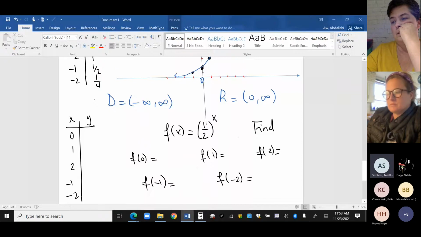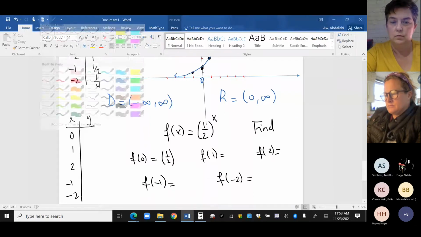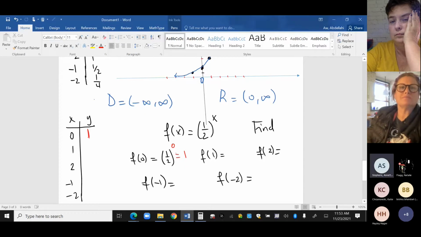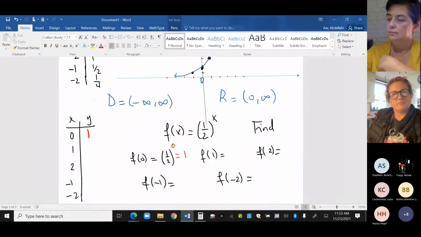All right. Okay. F of 0. You see 1/2 to the 0 power. How much is that? Again, you can use your calculator, right? 1. It is 1, right? That is 1. F of 1. You see, if you leave 1/2 as a fraction and you want to use a calculator, you have to put the parentheses. Okay? You see, 1/2, if you don't put the parentheses, then if you put an exponent, your calculator will give you something wrong. Okay? So 1/2 to the 1 power, how much is that?